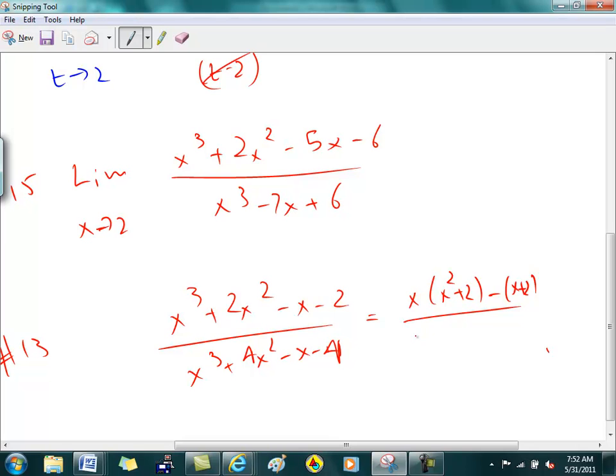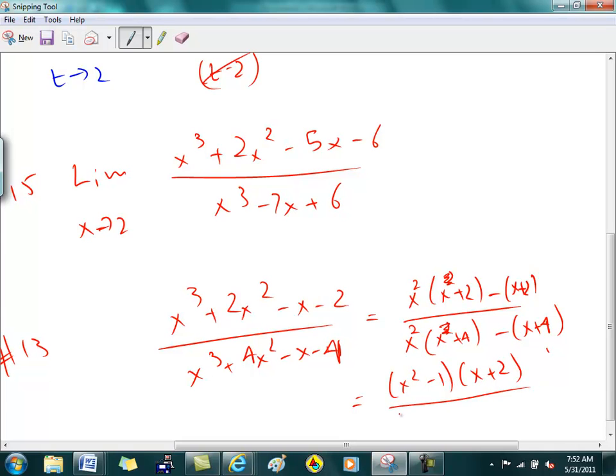And then the downstairs, you can take an x out of there, and you get x squared plus 4 minus x plus 4. Sorry, take an x squared out. Okay, so everybody with me on that? Which then factors to x squared minus 1 into x plus 2, and downstairs, the same thing, x squared minus 1 into x plus 4.